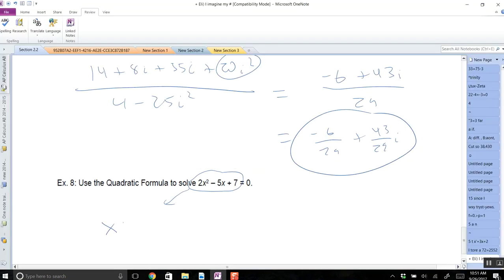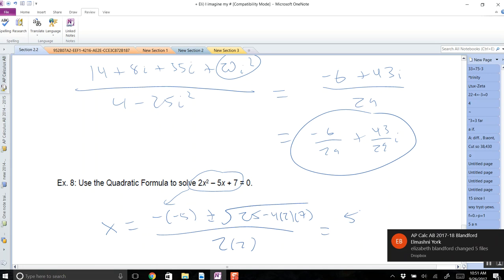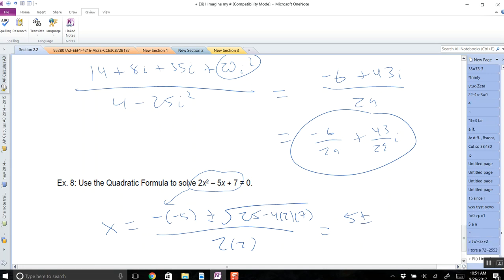See, we're going to do our quadratic formula here. This is not factorable, by the way. So negative negative 5, that's 5, plus or minus the square root of 25 minus 4 times 2 times 7, over 2 times 2. I don't know why I keep getting Dropbox updates. Let's get rid of that.